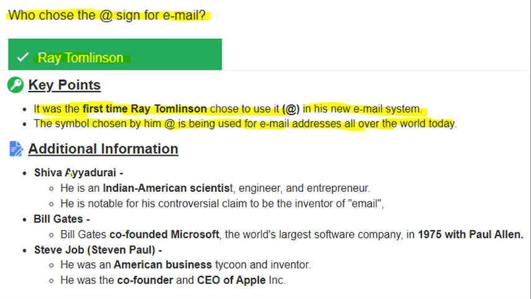Ray Tomlinson. Shiva Ayyadurai. Shiva Ayyadurai is an Indian American scientist, engineer, and entrepreneur. Shiva Ayyadurai is notable for his controversial claim to be the inventor of email. Bill Gates. Bill Gates founded Microsoft, the world's largest software company, in 1975 with Paul Allen.